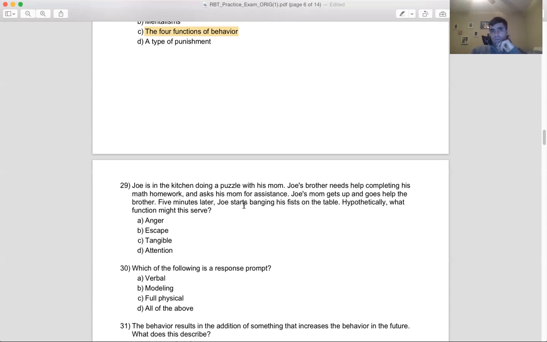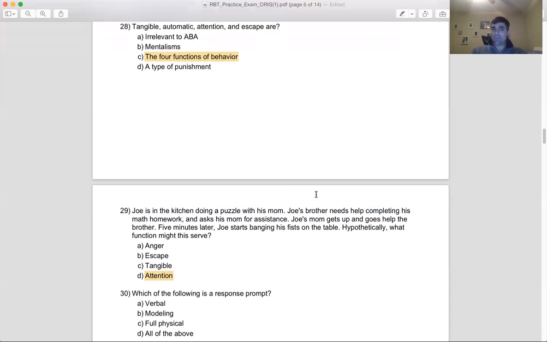Tangible. Is Joe trying to get anything, like an item, or, well, Joe already has his puzzle, okay? So I don't think he needs anything, right? We can't definitively say or hypothesize he needs something. So tangible is probably not the best answer, okay? Maybe, but it's probably not the best. Attention. I like this one, right? What was he getting before? He was getting a lot of attention. What is he no longer getting? Attention, okay? So hypothetically, we think this function might be attention, okay?